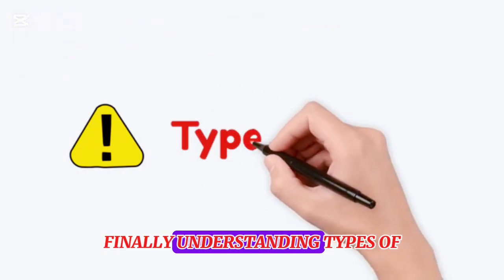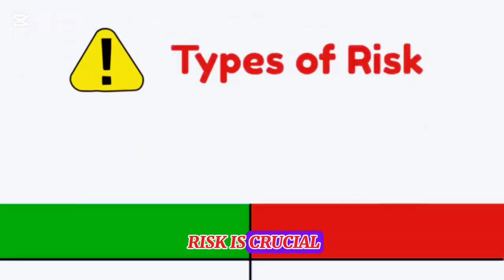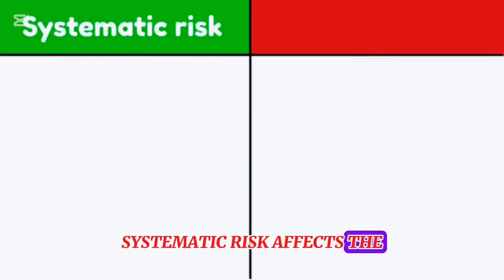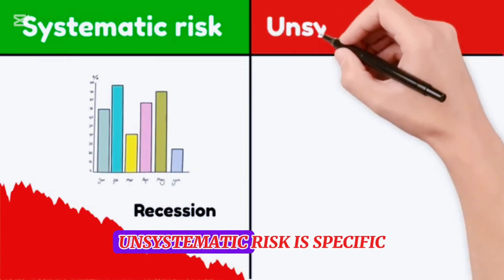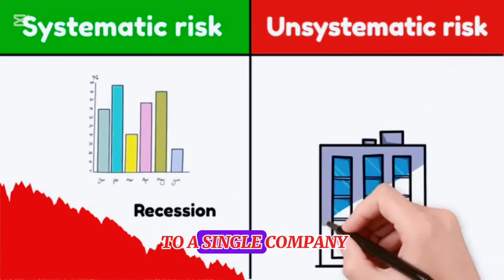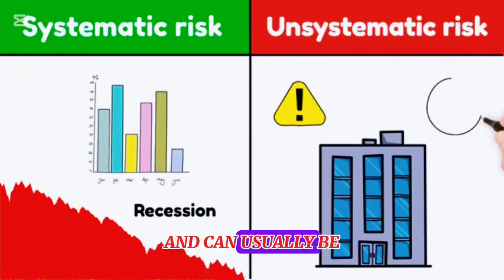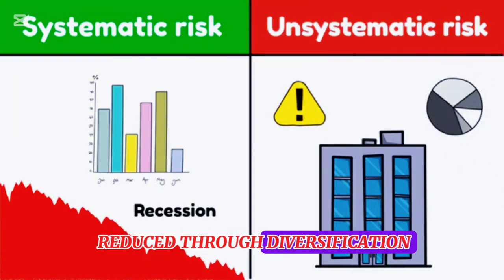Finally, understanding types of risk is crucial. Systematic risk affects the entire market, like recessions or interest rate changes. Unsystematic risk is specific to a single company or sector and can usually be reduced through diversification.